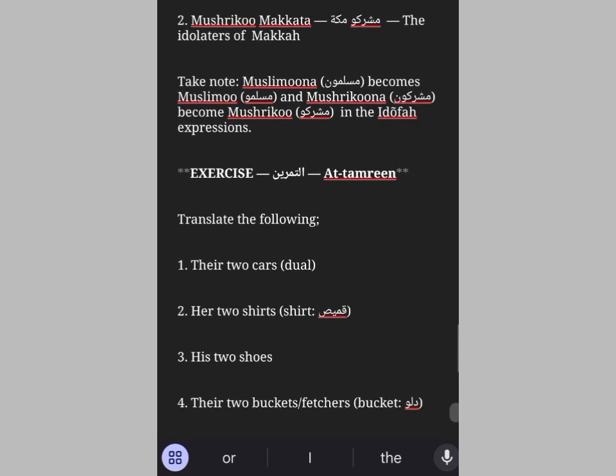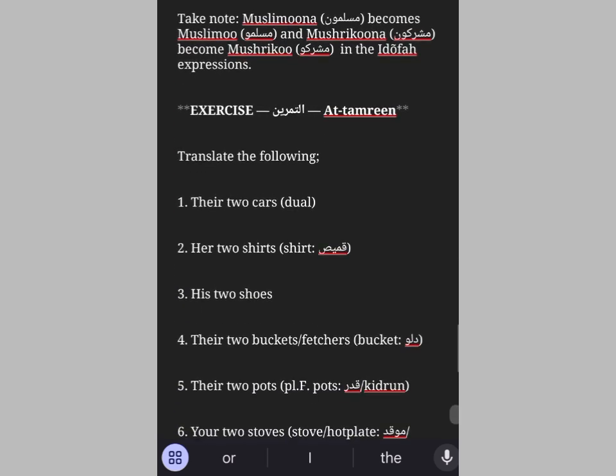Now I'm going to leave this exercise to you. You're going to translate these words. There are two cars. You do that and write it in the comment section.